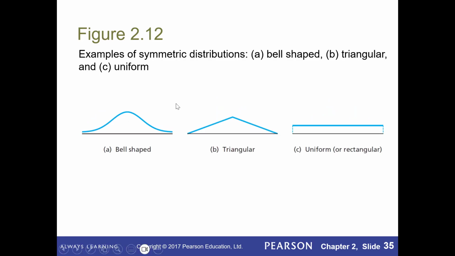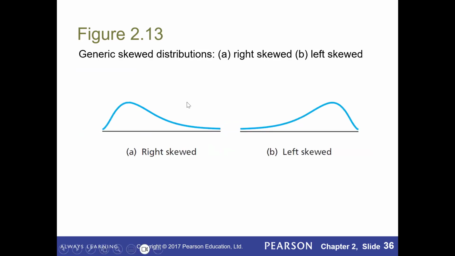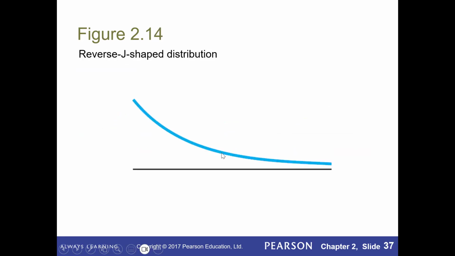These are examples of symmetric distribution. Symmetric means that they can be split into two equal proportions. These are examples of right skewed and left skewed distribution. This one here, you can see, is a reverse J.